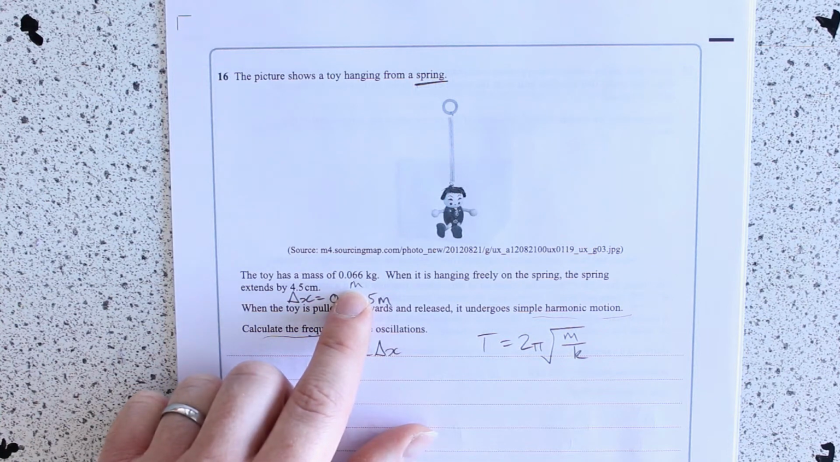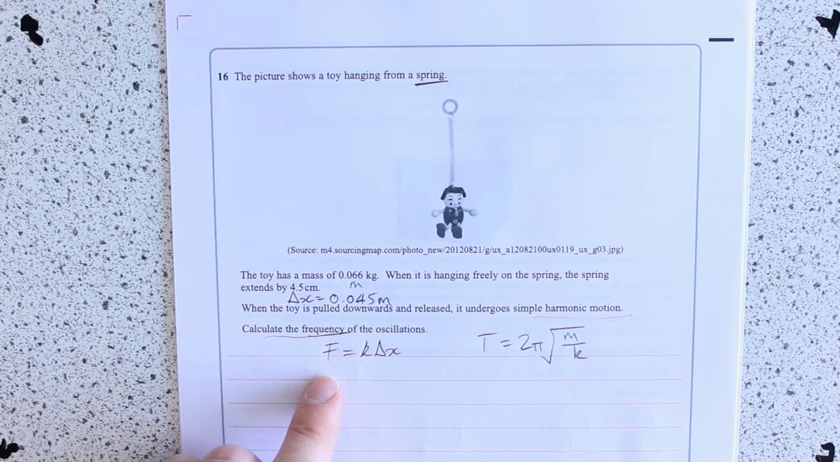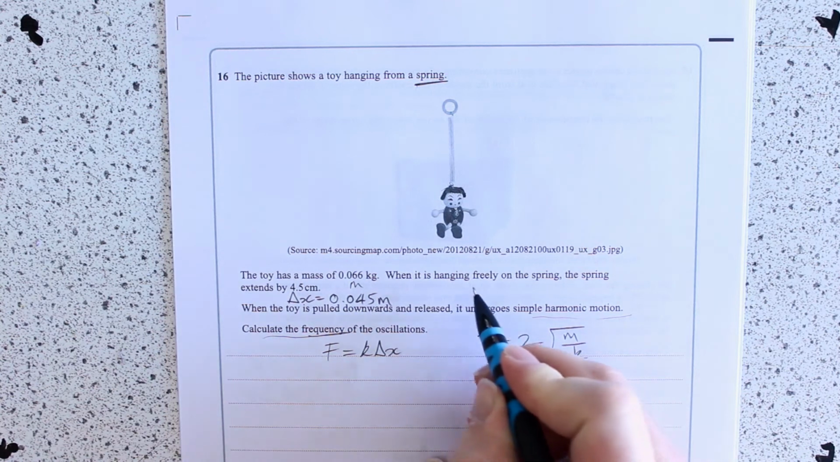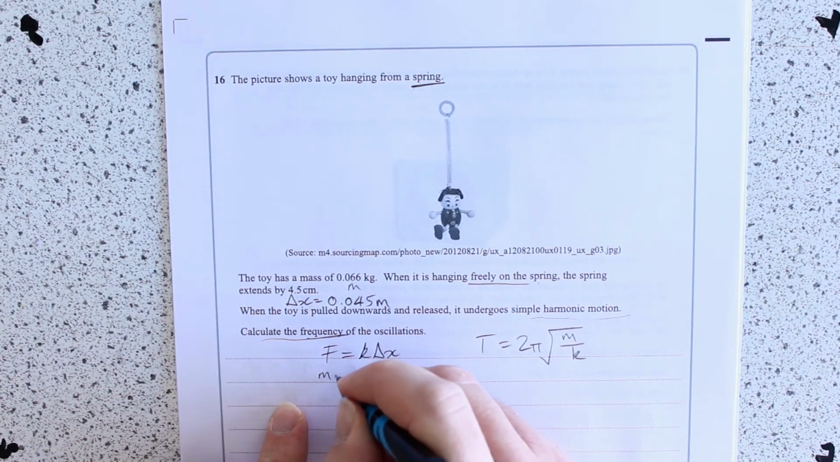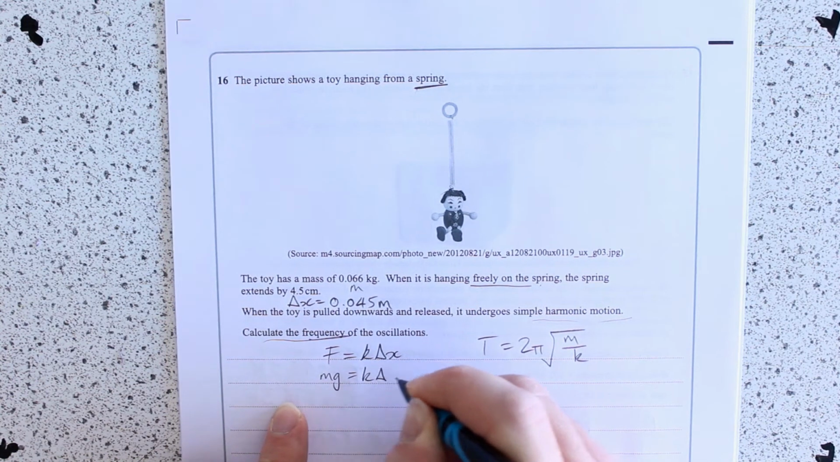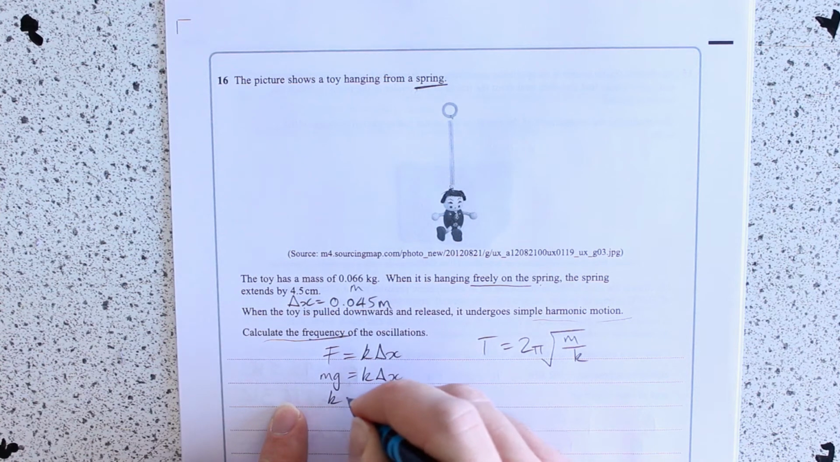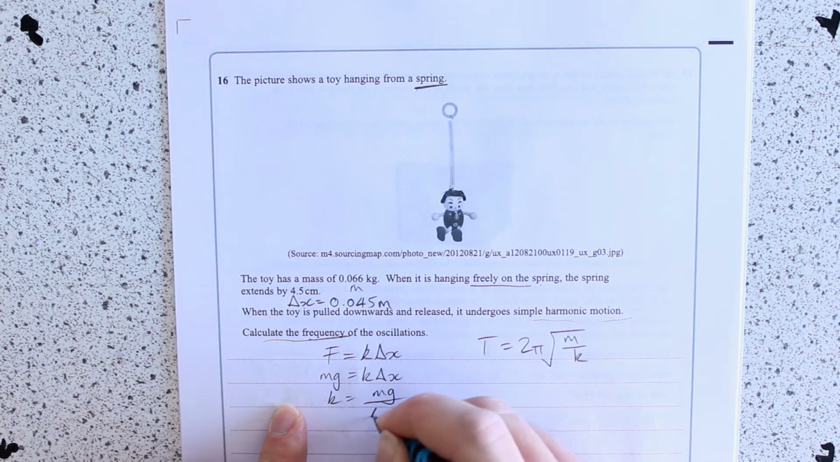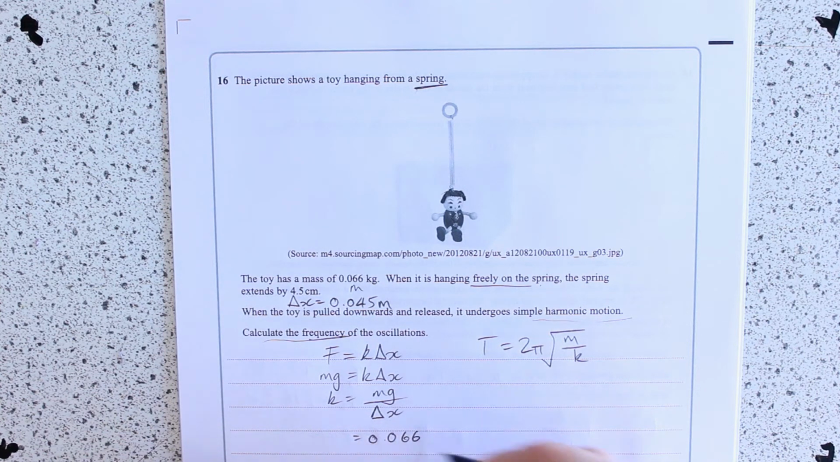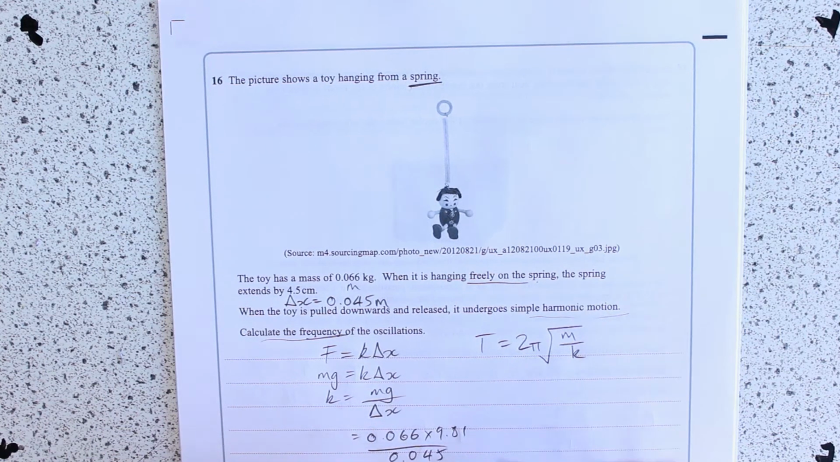I don't know force, but I do know m, and I know g, as it is by its own weight, hanging freely. So mg is k delta x, and I want to know k, so okay, 0.66 times 9.81 over 0.045 gives me a spring constant.